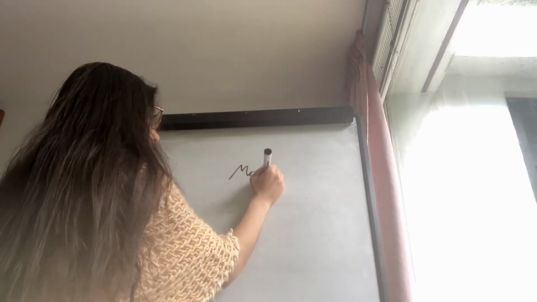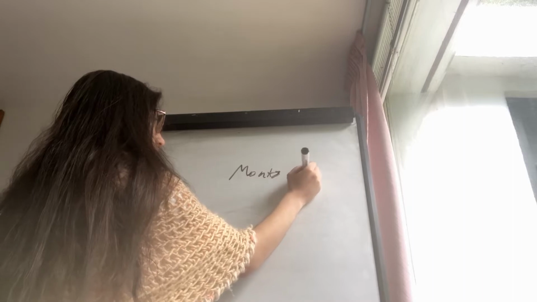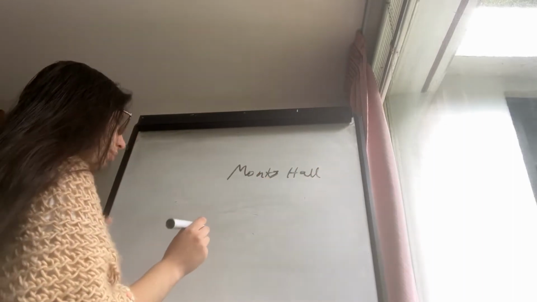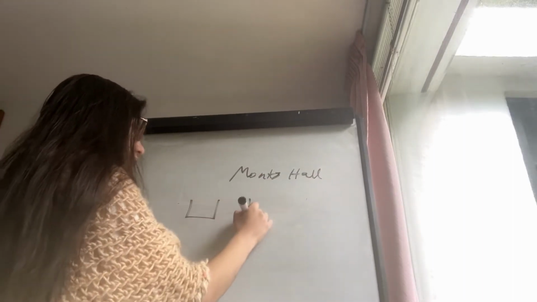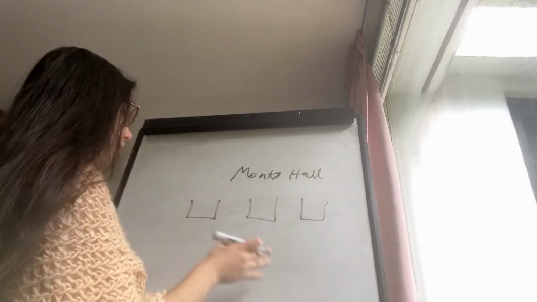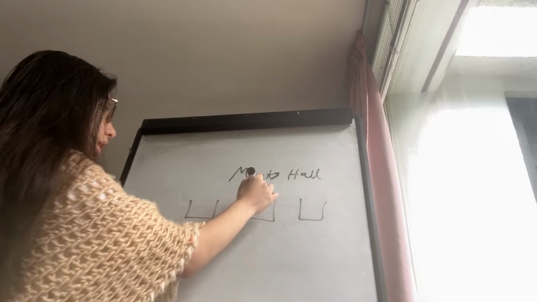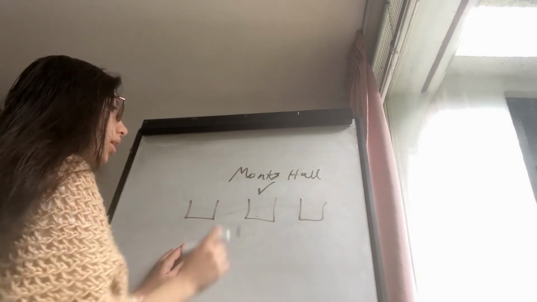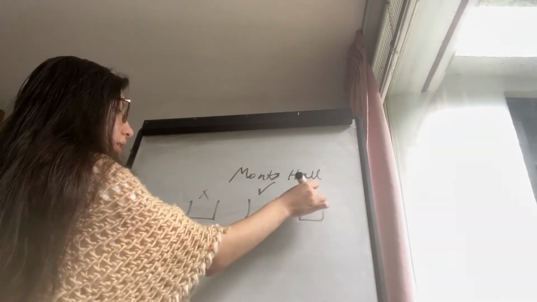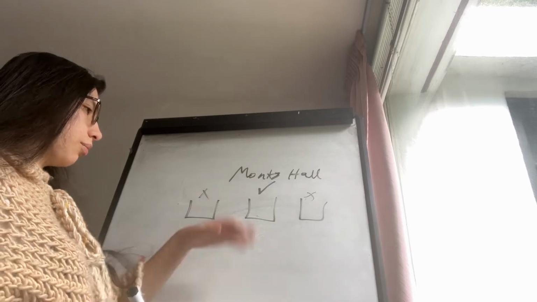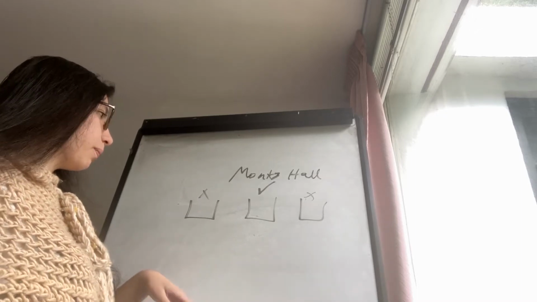Now we're going to see the Monty Hall problem. This problem consists of three doors. I will draw them as boxes. In one of them there is a prize, and in the others there is something that is not a prize, something bad.